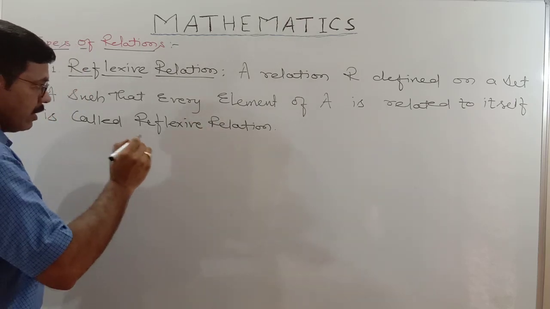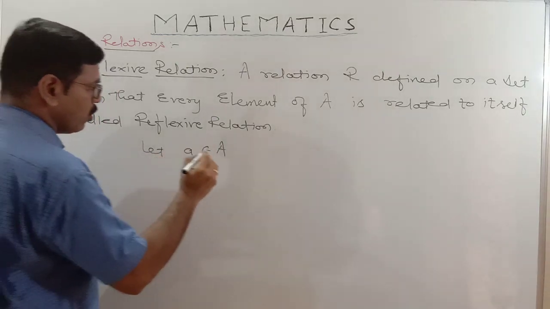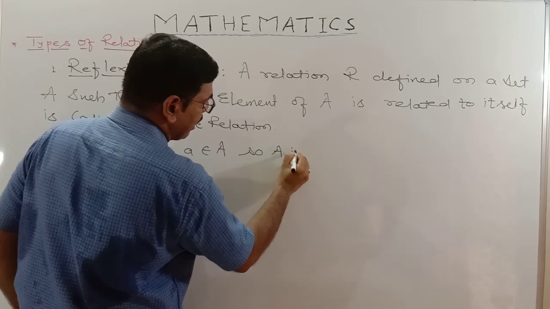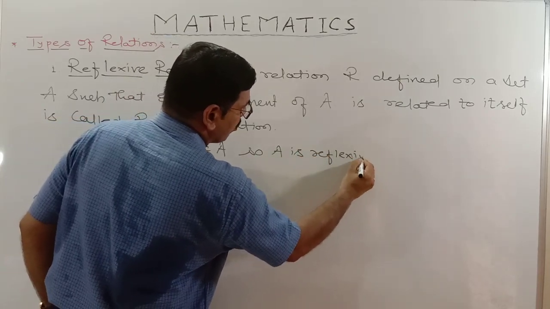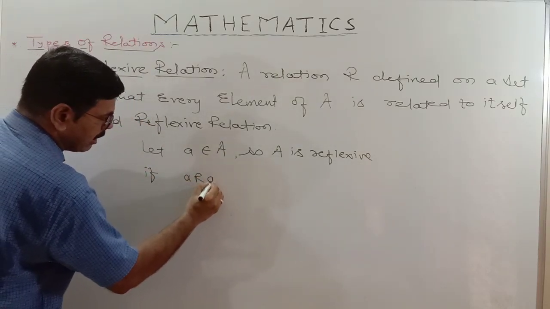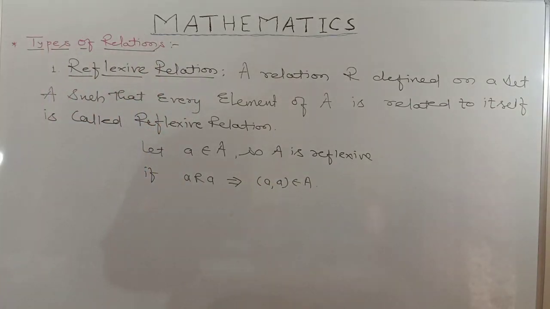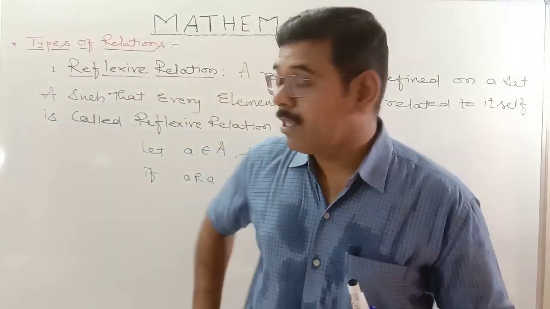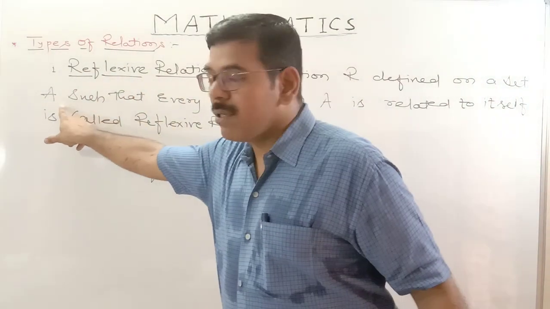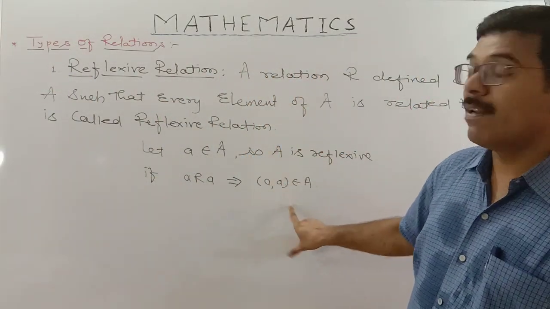See, let a belong to A. So R is reflexive if a is related to a, which implies that (a,a) belongs to R. This is the definition of a reflexive relation. In the sense, all the elements of set A must be related to itself by the particular law. Then the law is called the reflexive relation.